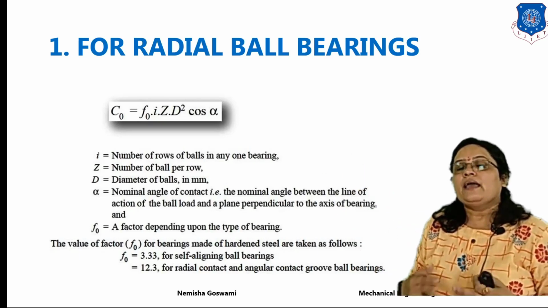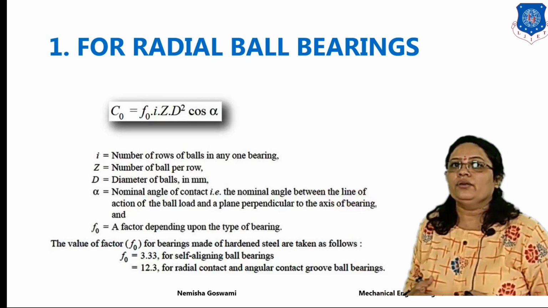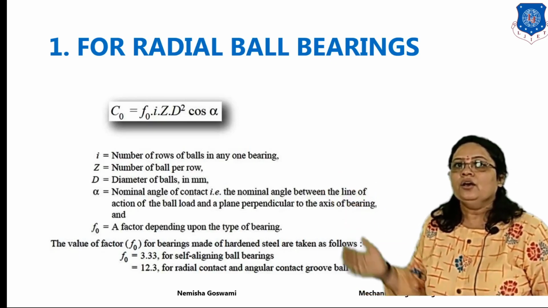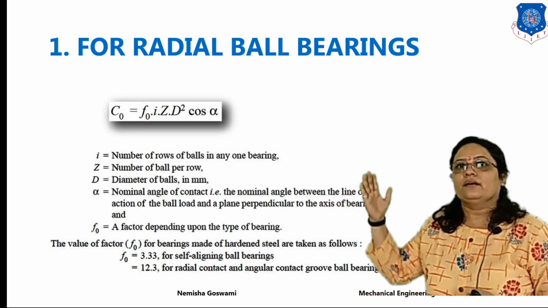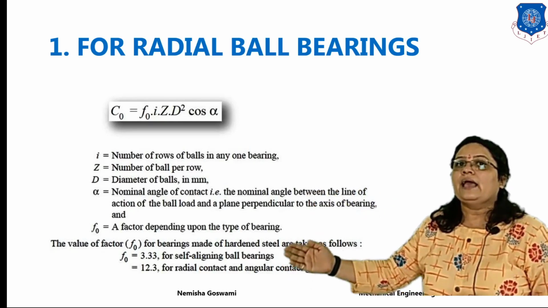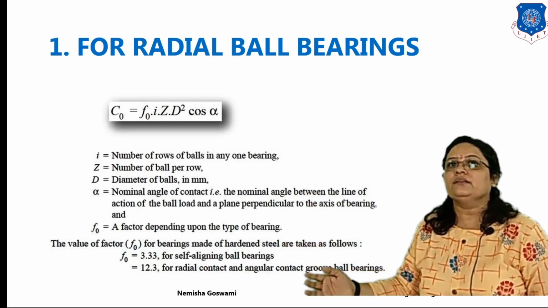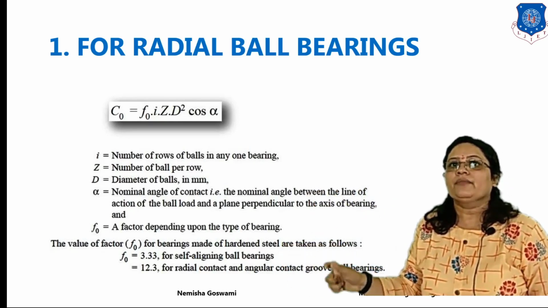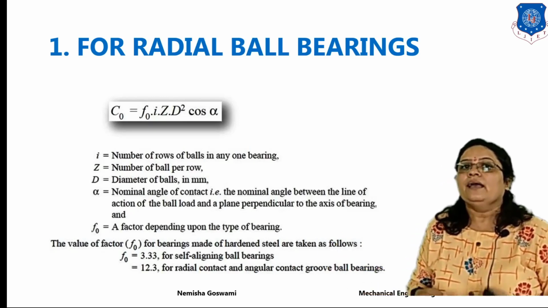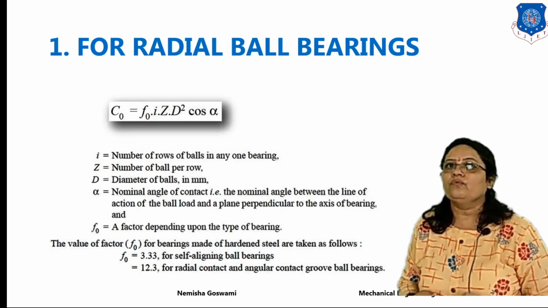And F0, I have already told you, is a factor which depends upon the type of bearing. You can see its value for different types of bearing: F0 is equal to 3.33 for self-aligning bearing and 12.3 for radial contact or angular contact groove ball bearing.